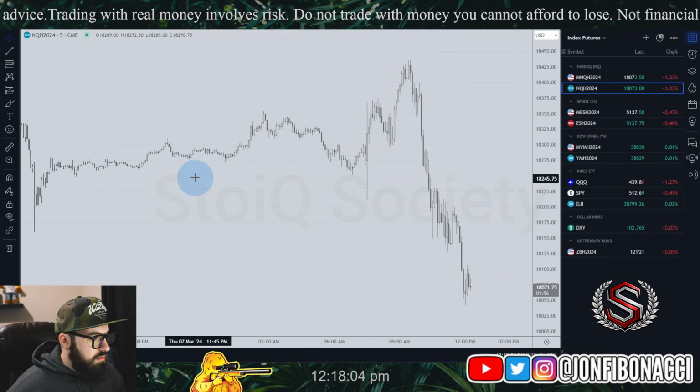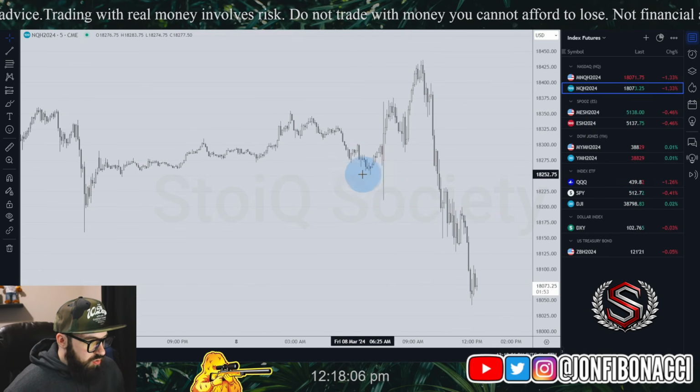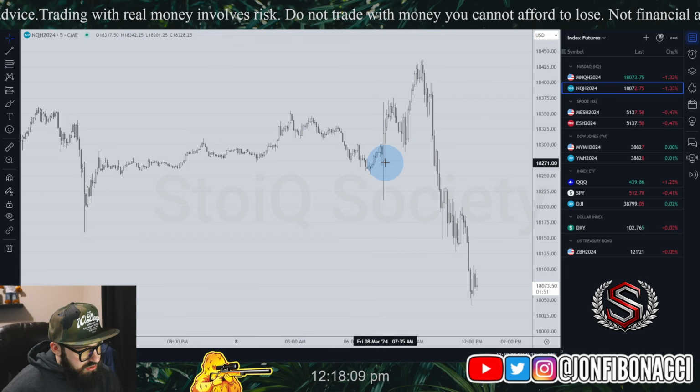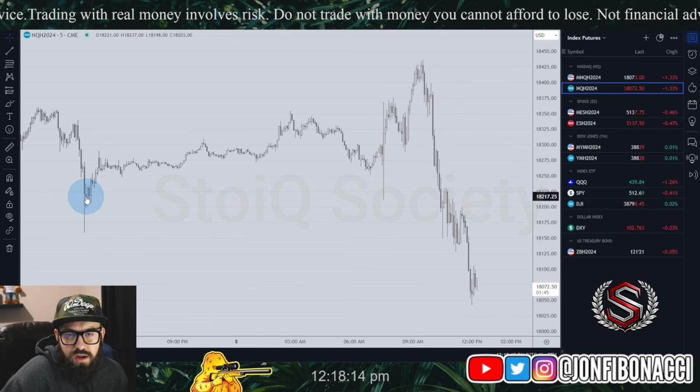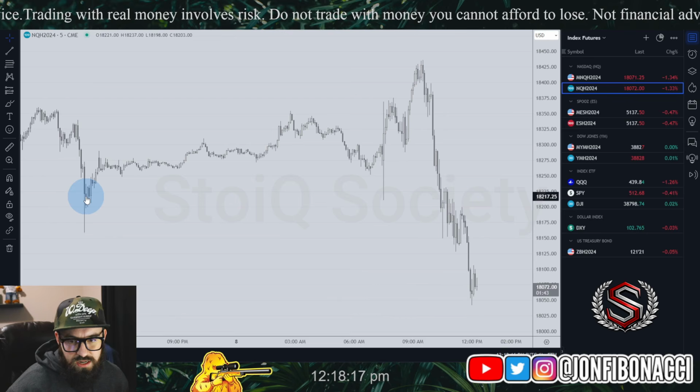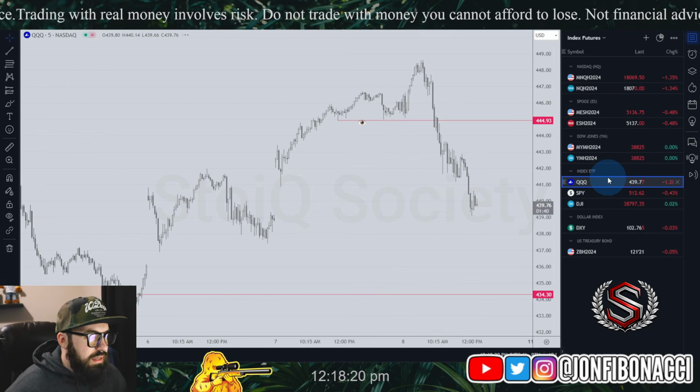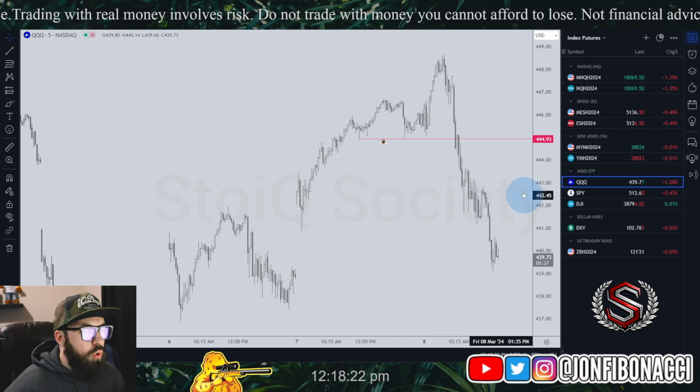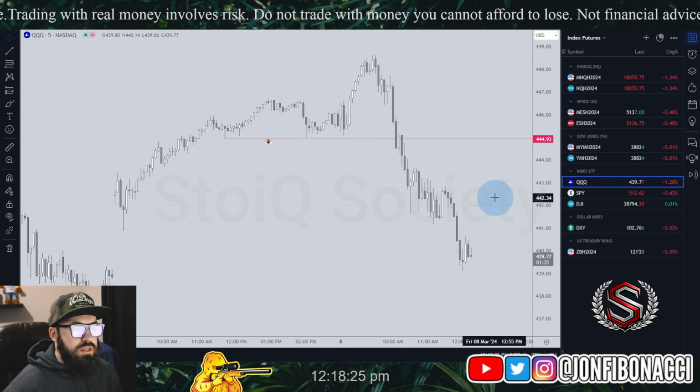5-minute Nasdaq. There's not really any lows. There's no equal lows. You have NFP stuff here. There's no high probability downside target for Nasdaq on the futures side. ETFs, however, totally different story.